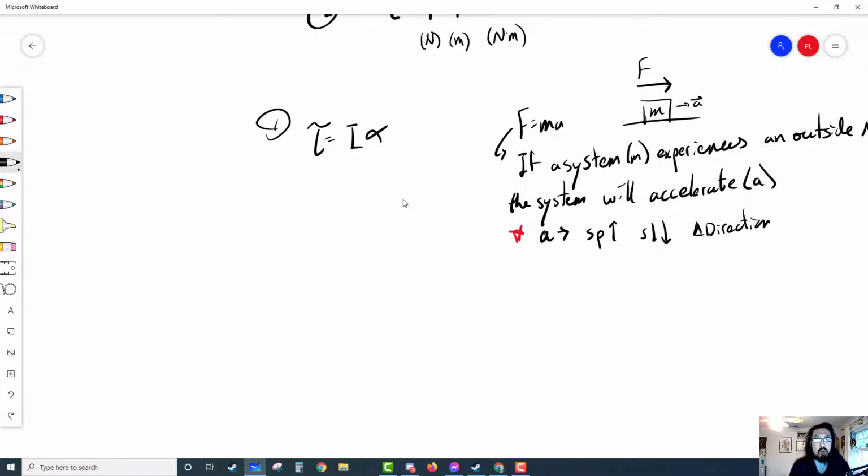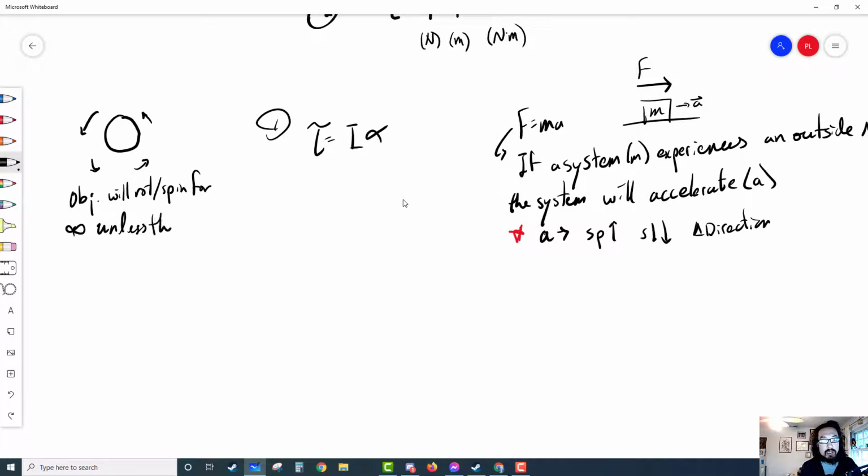Now, what about a rotating object? Say we have an object that is spinning, like a top or a disc. This is like an aerial view, looking top down, and it's rotating like a record player, around and around. According to Newton's laws, this object will rotate, or spin, for infinity, unless there is an outside force. We call that outside force the torque.